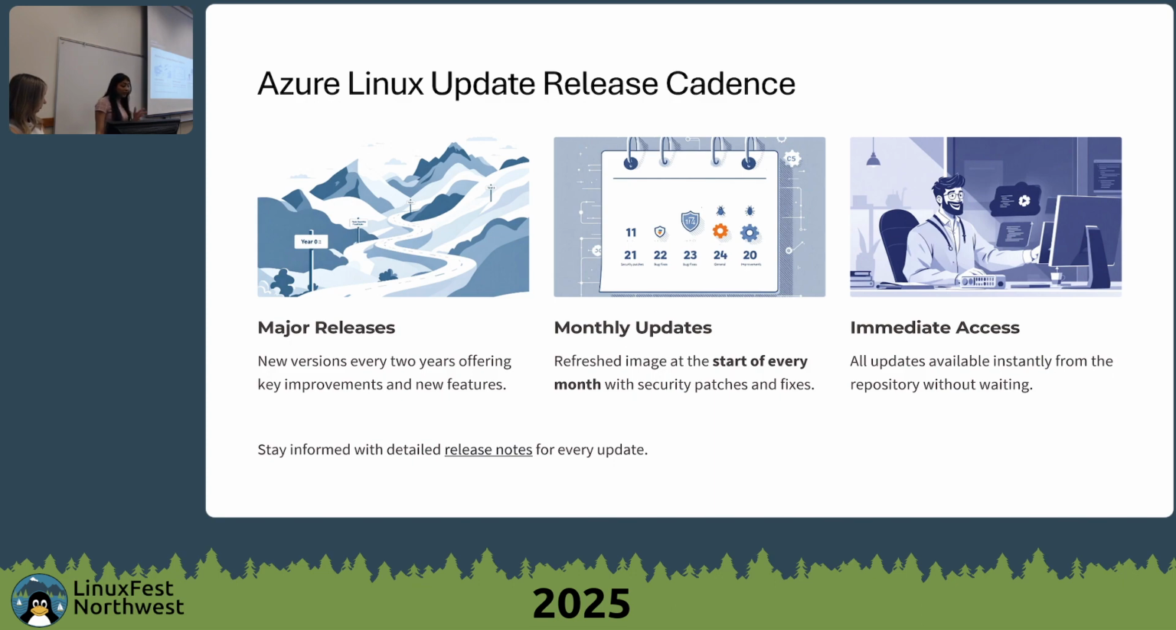We do release an image every month, but if you want to access any of those bug fixes immediately, you can always get them from the repository, packages.microsoft.com, and just upgrade directly from the repository. With these monthly images, we also publish release notes on our GitHub page every month. And I think in the last slide, we have all these resources listed out and linked, so you can access those.